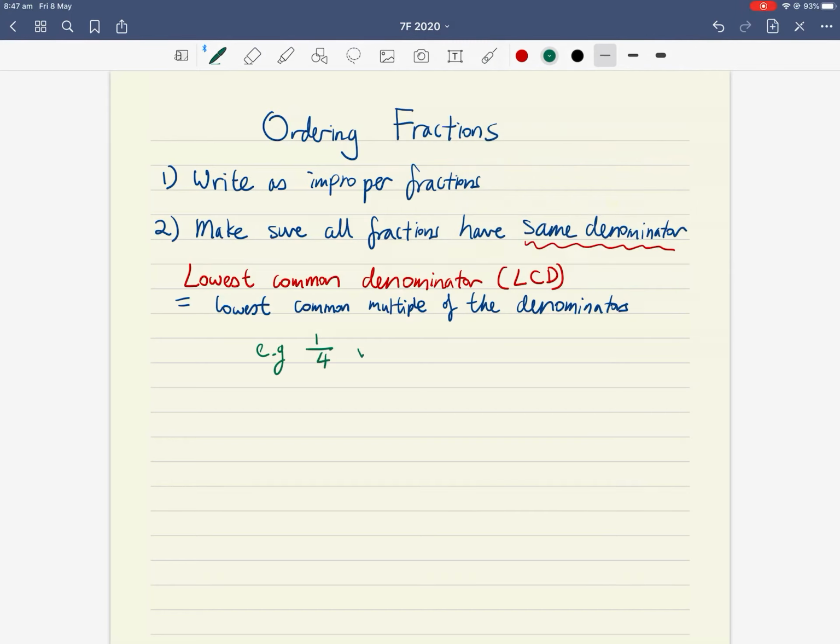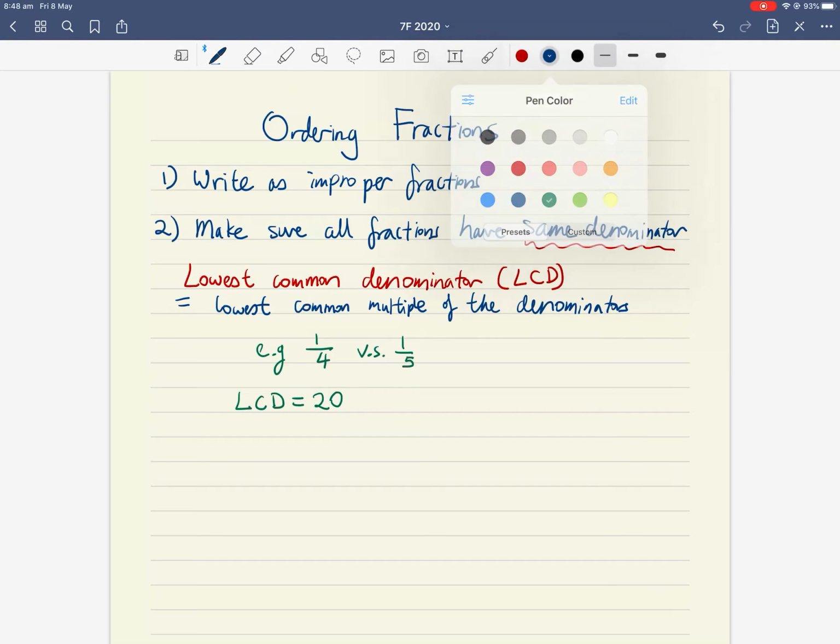So for example, if you're looking at 1/4 versus 1/5, your two denominators are 4 and 5. They're clearly not the same denominator. So what's the lowest common denominator between them? Well, what's the lowest common multiple between 4 and 5? Well, the lowest common multiple between 4 and 5 is 20. So your lowest common denominator is 20.